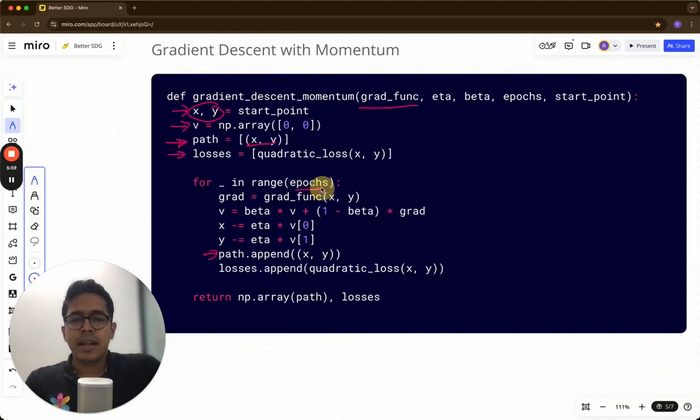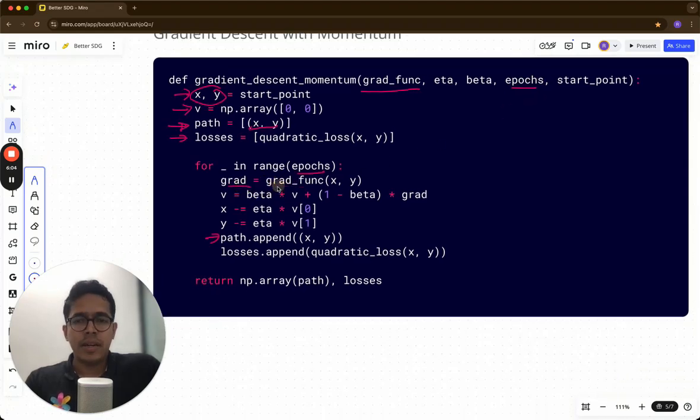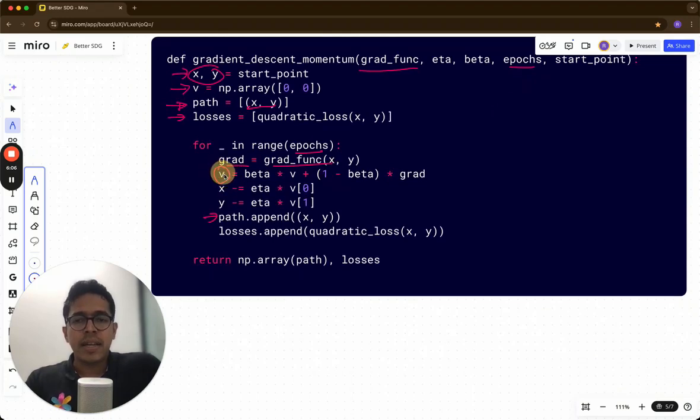Then you are again running a for loop for whatever number of epochs you are passing. First you calculate the gradient, then you calculate the velocity in the next time step to be the sum of 99% of the previous velocity or 90% of the previous velocity, depending on the value of beta, plus the remaining 10% or remaining 1% of the gradient itself. And then you modify the value of x and y, but this time you are not modifying with respect to grad of 0 or grad of 1. You are modifying with respect to v of 0 or v of 1.